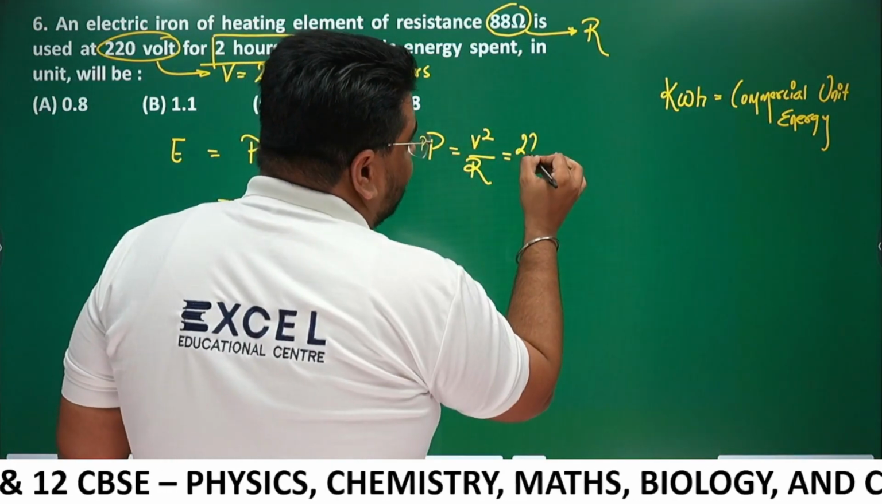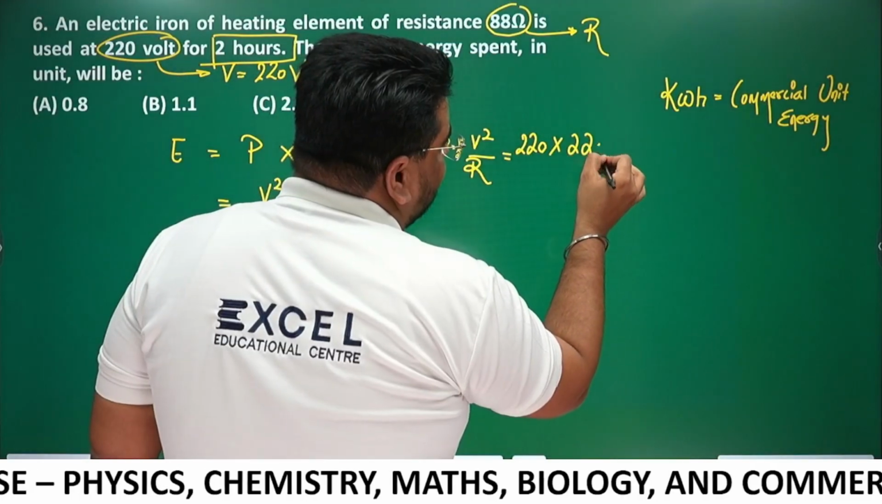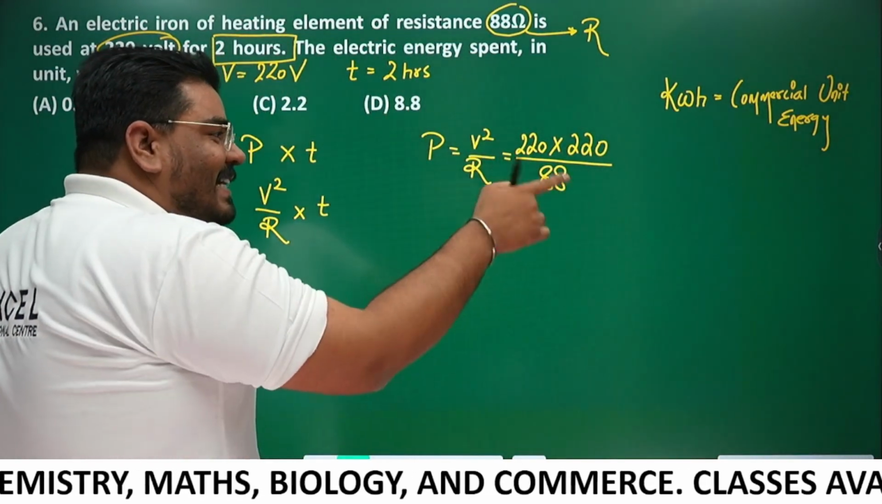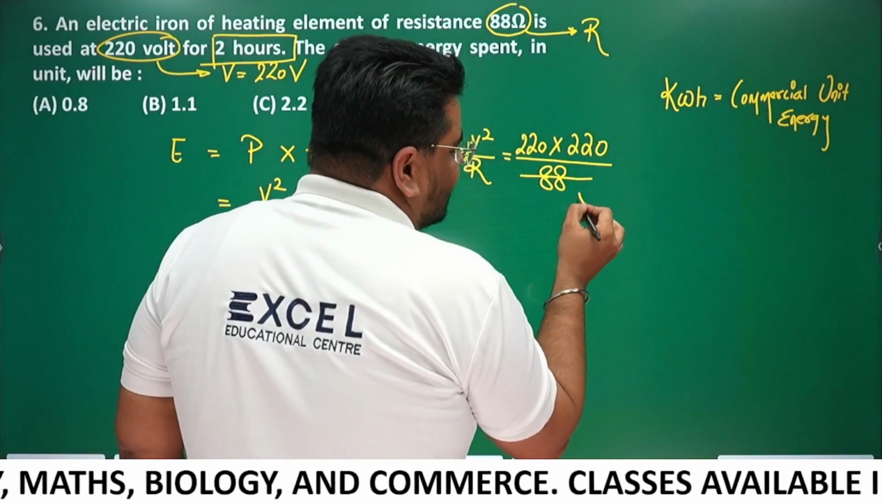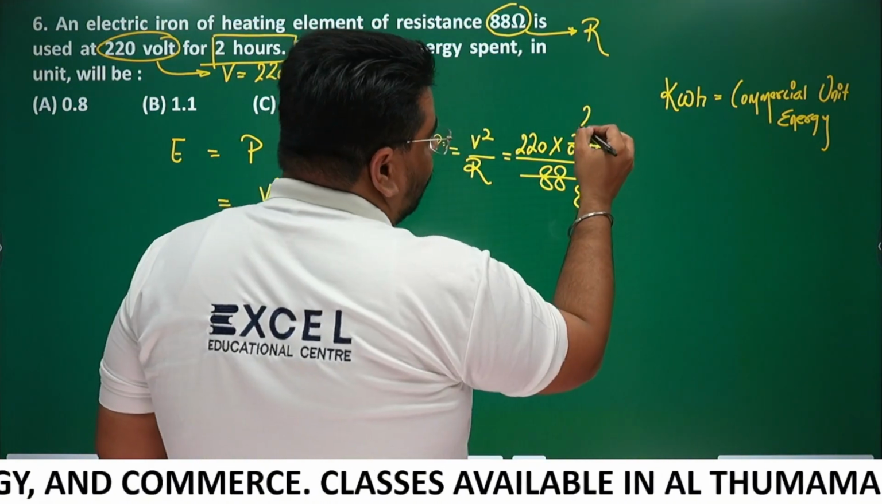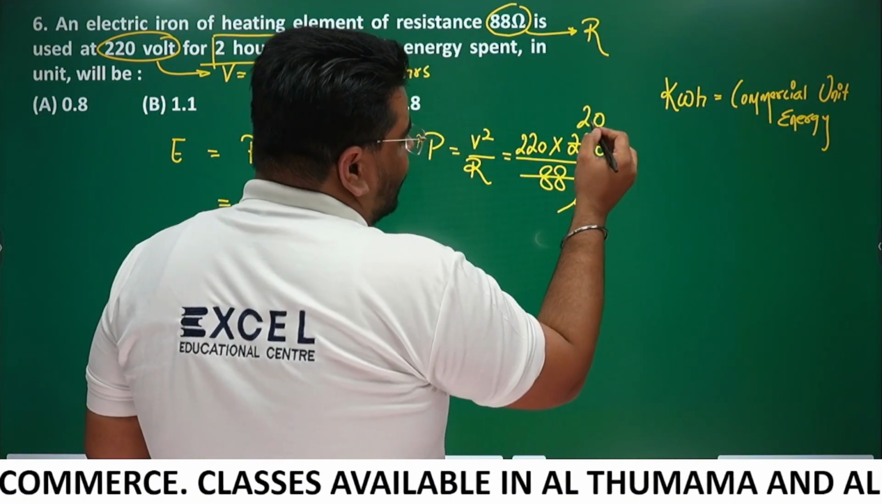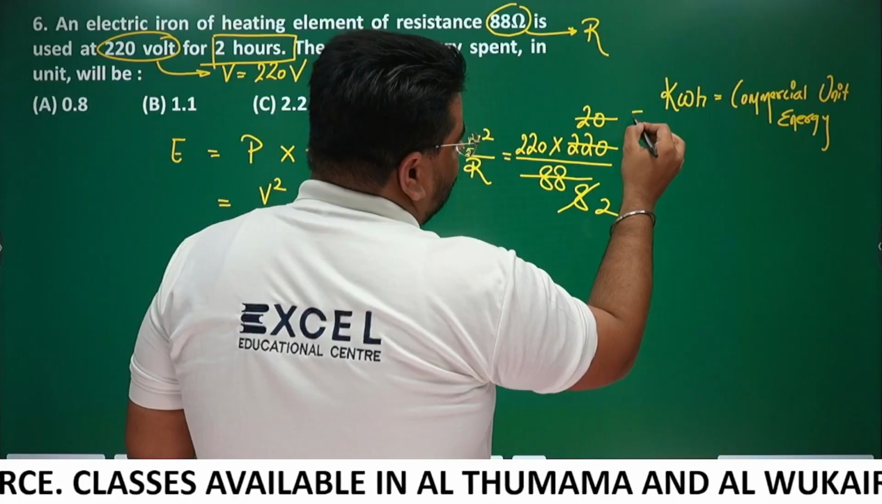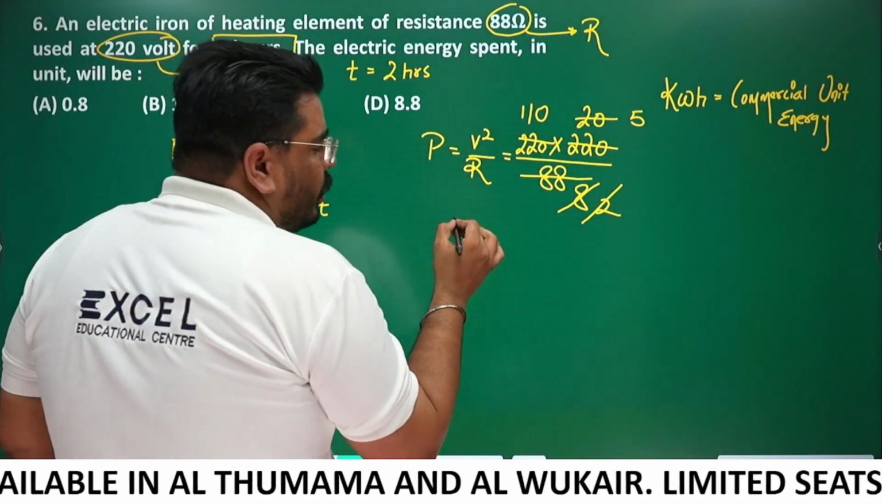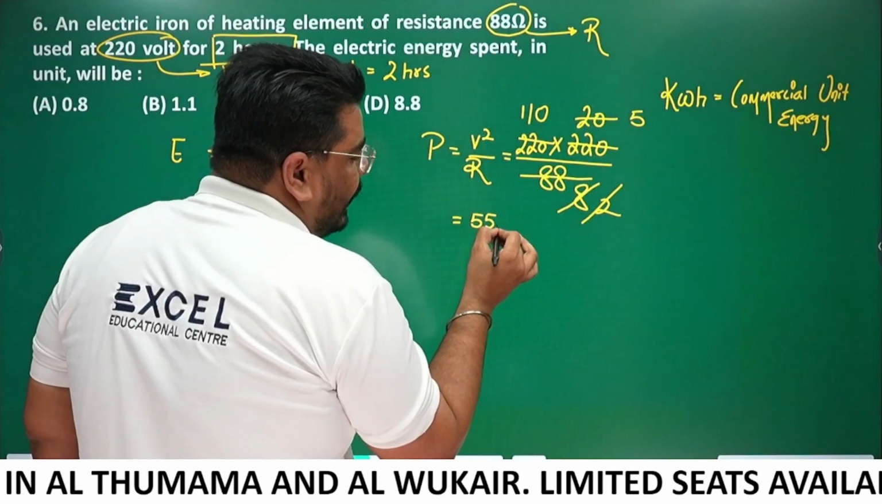Because resistance is in SI, voltage is in volt, which is also SI. Sir, 220 into 220 divided by 88. So the result that I will get when I cancel this, let's say you cancel it by 8, this will be 20. Again you can cancel it by 2, 5, 110. Right? From here you will get 550 watt.